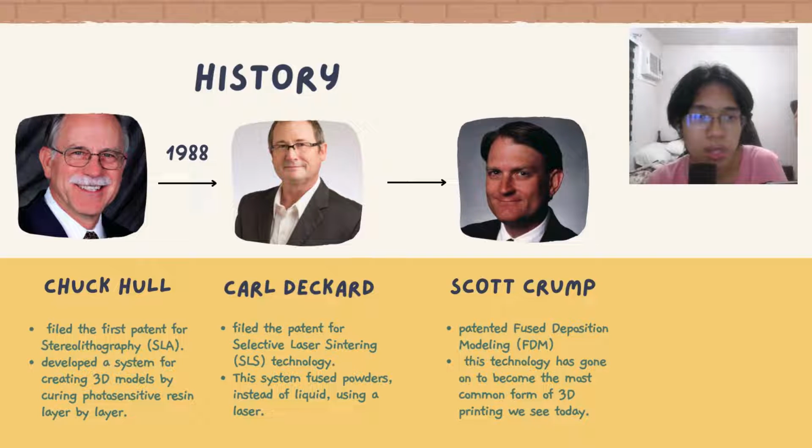Fused deposition modeling was also patented around the same time by Scott Crump. FDM, also called fused filament fabrication, differs from SLS and SLA in that rather than using light, the filament is directly extruded from a heated nozzle. This technology has gone on to become the most common form of 3D printing that we see today.